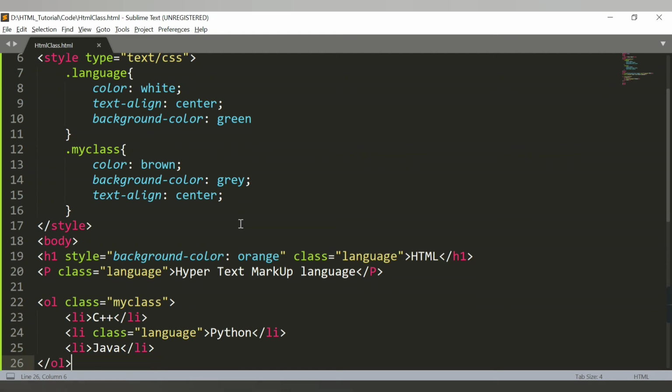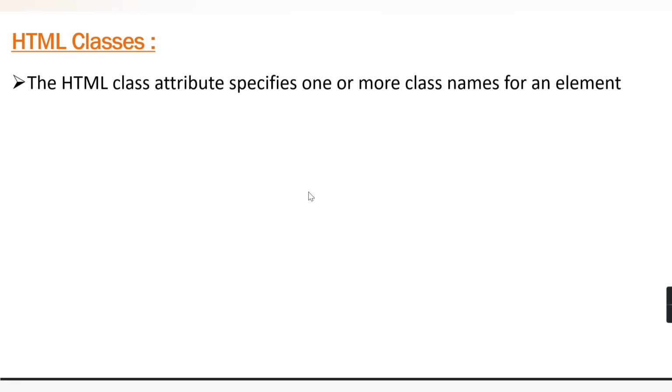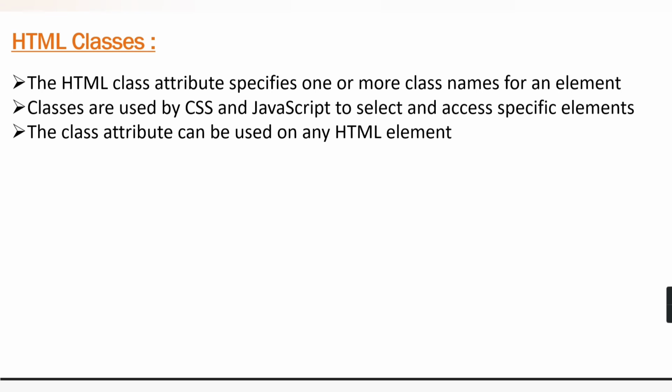You can make use of them to provide your tag styling. So let's check the theory of that one. HTML classes: the class attribute specifies one or more class names for an element. Classes are used by CSS and JavaScript to select and access specific elements. The class attribute can be used on any HTML element. As we have seen in the demo, we have used it for heading tags, paragraph tag, ordered list and anchor tag. The class name is case sensitive.